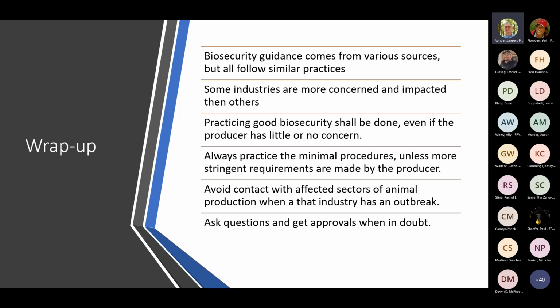Avoid contact with the affected animal sector and production when that industry is in an outbreak. We're doing that right now. We're avoiding poultry. And if we do have to go out, we have all kinds of extra procedures we're going to do. Ask questions, get approvals when in doubt. Like I said, it's a changing dynamic. It depends on if you're working for NRCS, or you're an affiliate, or your conservation district, or your PDA. What your job is may affect what you can or can't do and what permissions you may need to implement that.